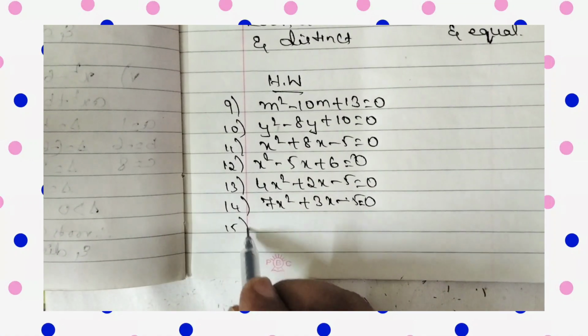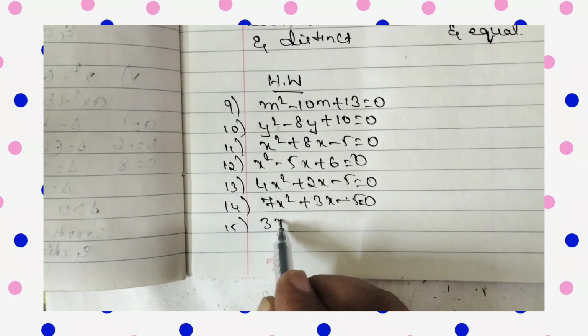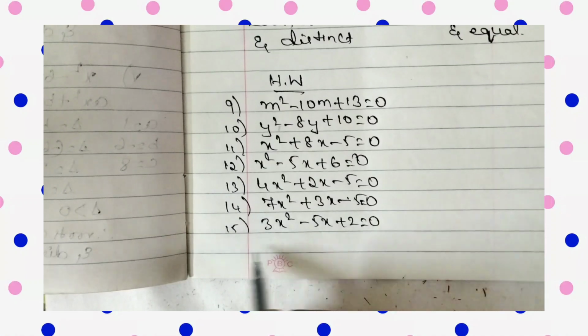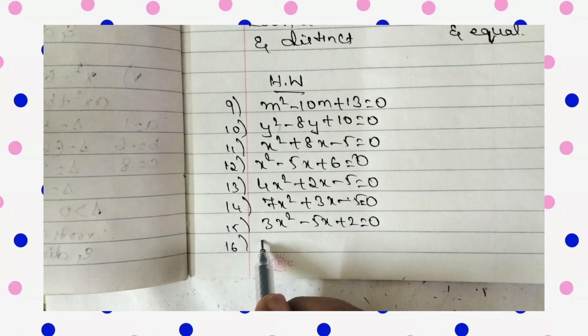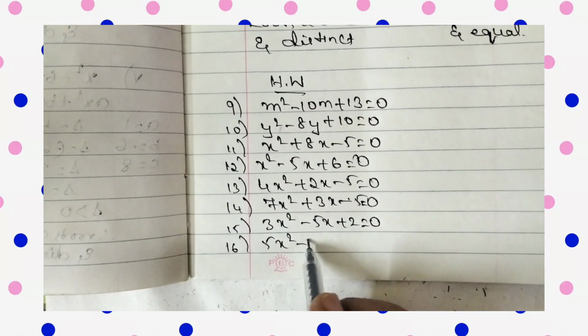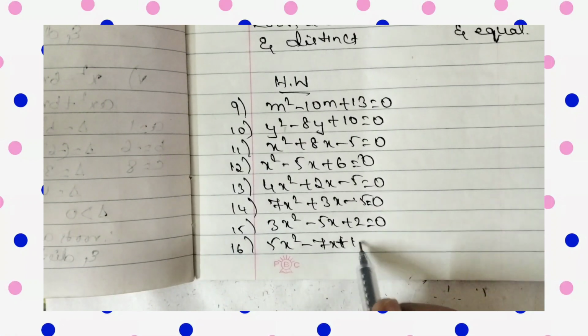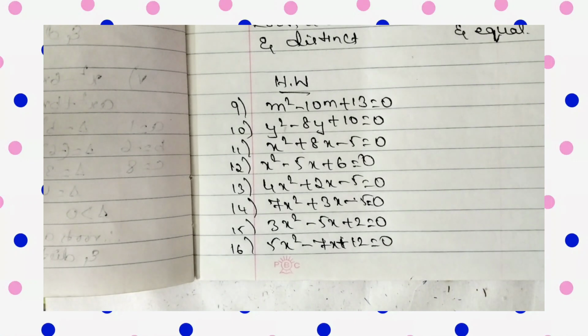Then question number 15, 3x square minus 5x plus 2 is equal to 0. Then question number 16, 5x square minus 7x plus 12 is equal to 0. So these are the questions for drill work. Now you try to answer these questions.